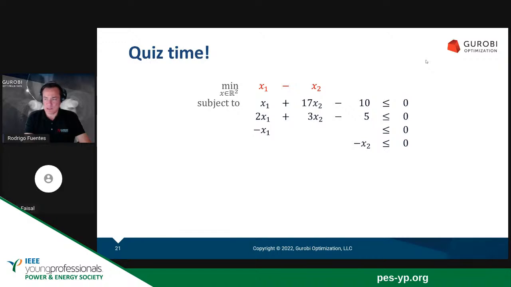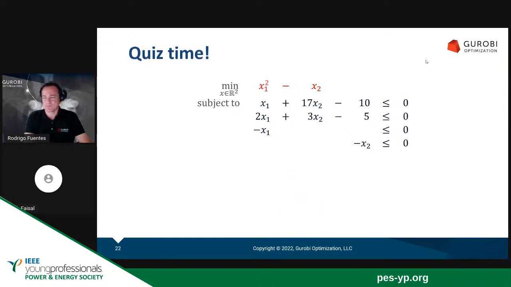Okay, well, it is a linear programming problem because all the functions involved in the formulation are linear, all of them. The objective is linear and the constraints are linear. So this is a linear programming problem. We want to minimize a function over a domain defined by linear functions.